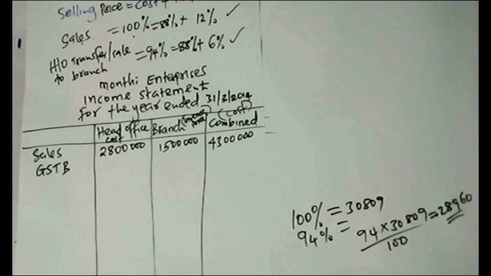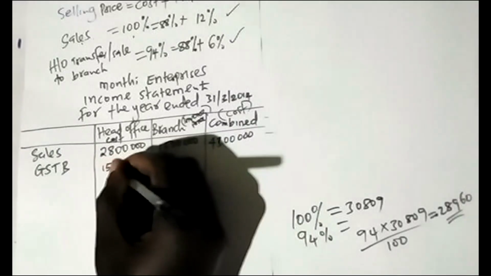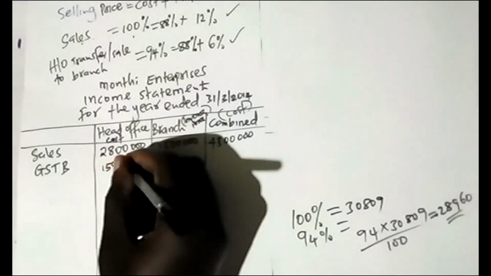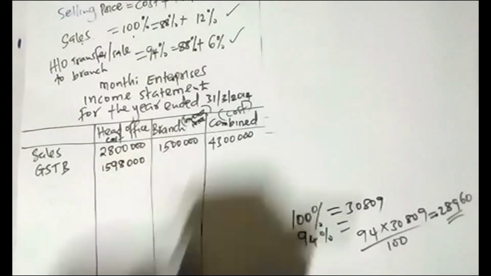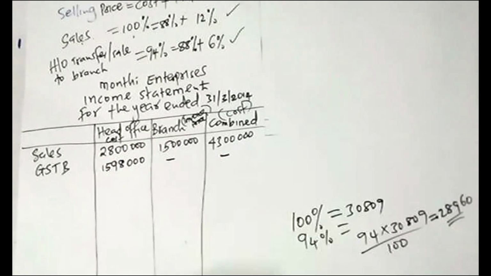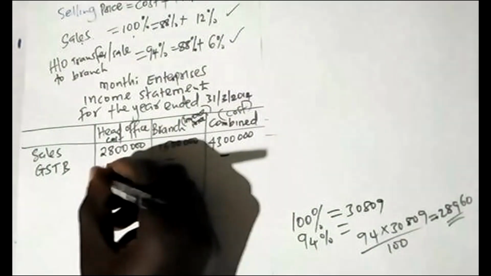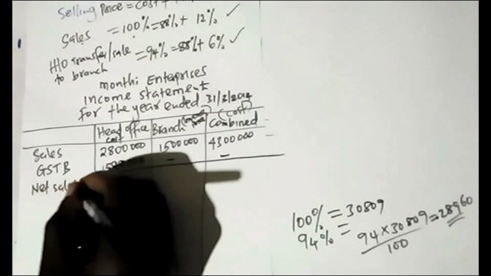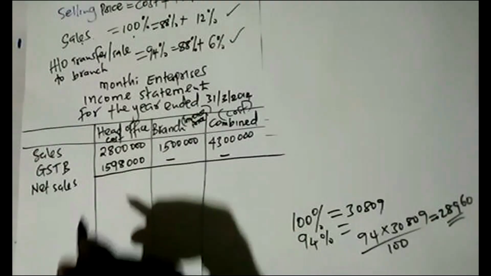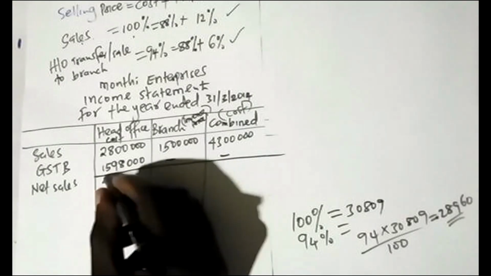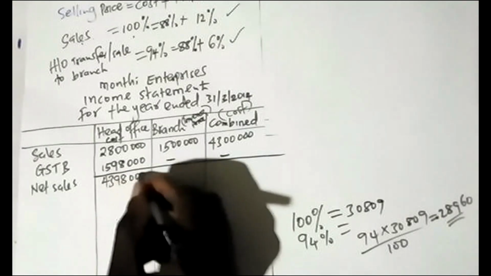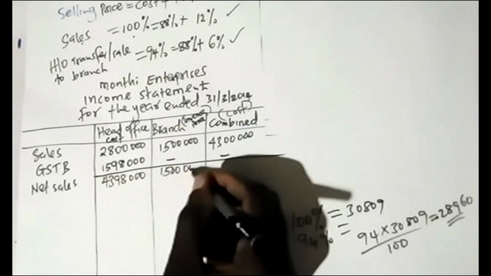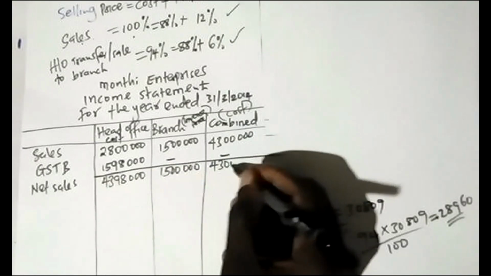But for now, I have to record the total amount of the goods sent to the branch, 1,598,000, so that I will be able to get the net sales. For the net sales, if I take the two, I can see here I'm getting 4,398, then this is 1.5, then this is 4.3.